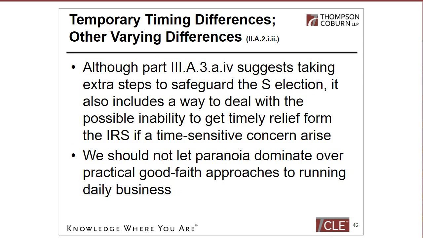So I do talk about extra steps to safeguard S election with a strategic buyer, but there is actually a workaround when you're selling to a strategic buyer. It might add an extra day to the transaction, but that's about all it would add. So most people don't want to have to do the workaround, but they'd rather be safe. But I think this is a case where you can just be practical and don't let paranoia dominate over a practical good faith approach, because I think you're on pretty solid ground when it's not in the governing documents, and you're religiously trying to get the disproportionate distributions cured.